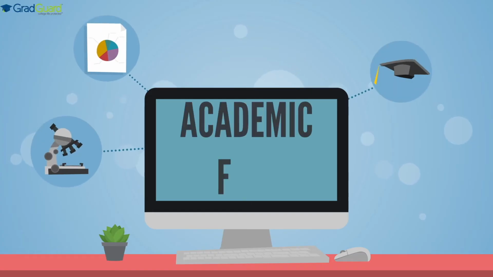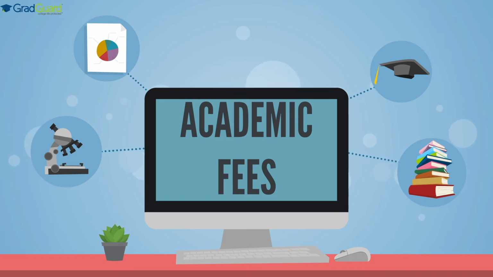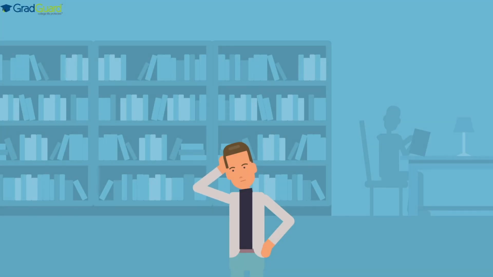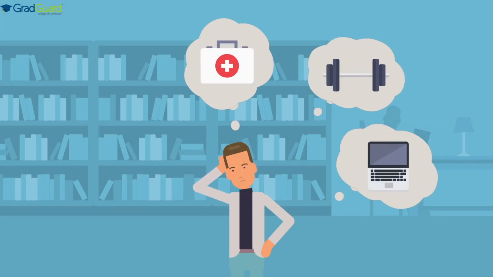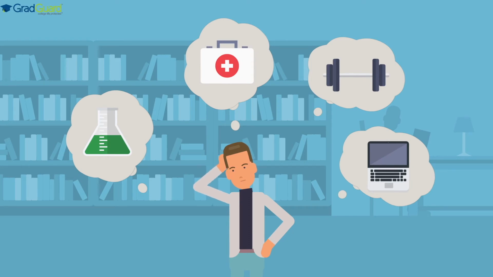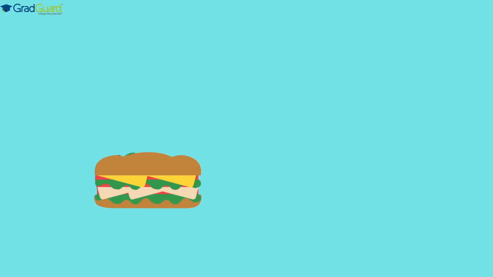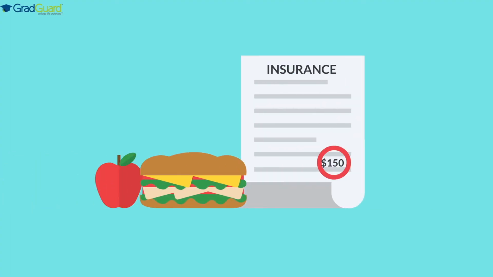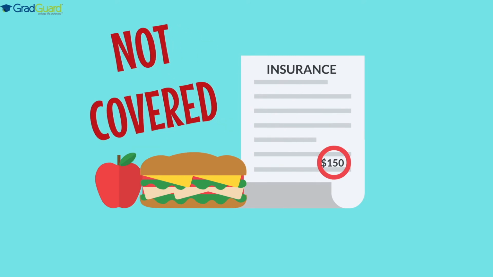Lastly, consider all of your academic fees. These are all the amounts charged to the student by the college in exchange for services the college provides. Examples of these fees include, but aren't limited to, labs, online class fees, and health and wellness services. It's important to know that expenses for food and insurance premiums are not covered here.